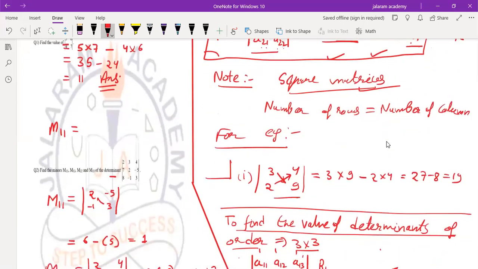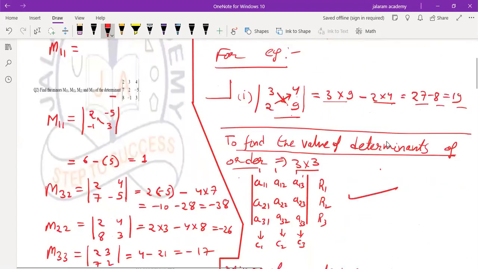For example, we have discussed one example also. If the first row is 3 4, the second row is 2 9. So first we multiply 3 with 9, 3 9s are 27, minus 2 with 4, 2 4s are 8. So the answer is 27 minus 8 equals 19.